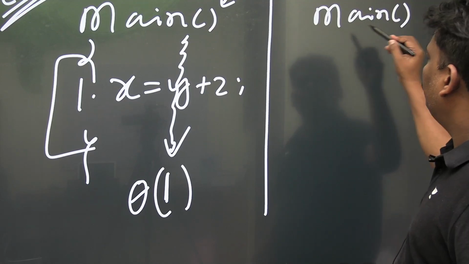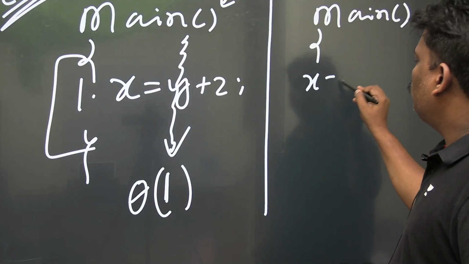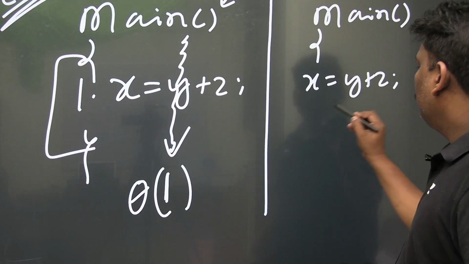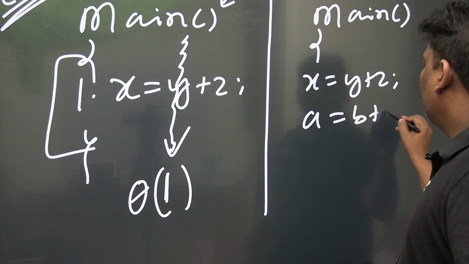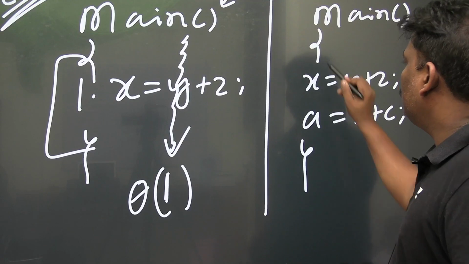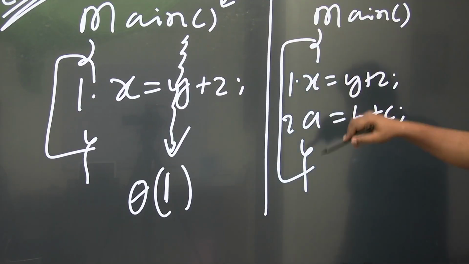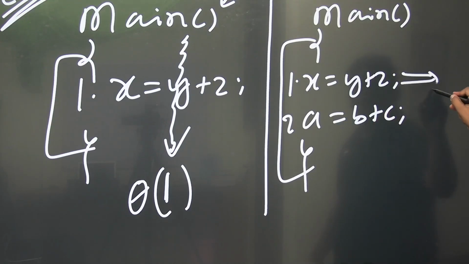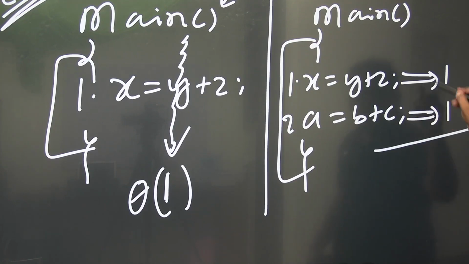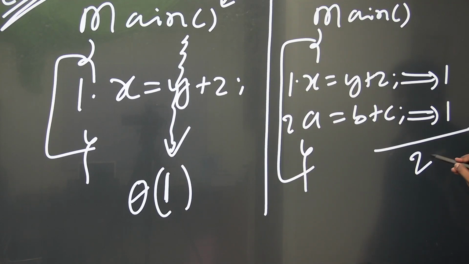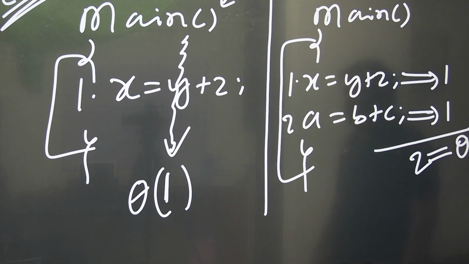Main, x is equal to y plus z, a is equal to b plus c. If you observe clearly, this program contains two statements. While running, the first statement will execute one time, the second statement will execute one time. If you add these two statements, it comes to 2. Remember, every constant can be written as theta of 1. I'm writing it once again.